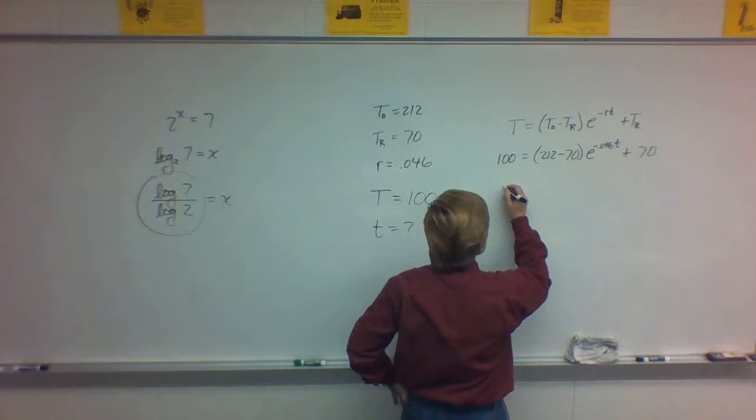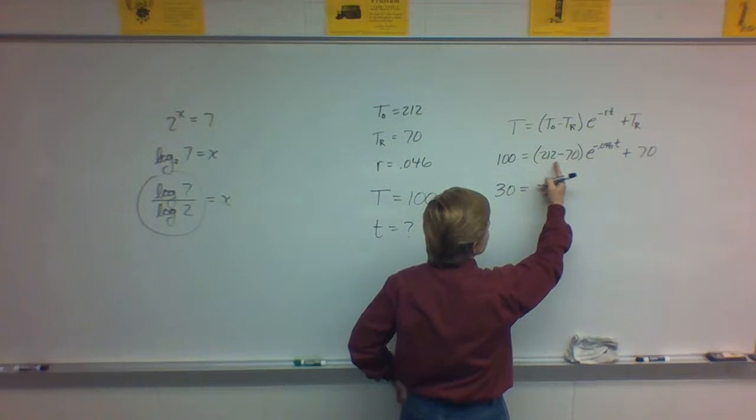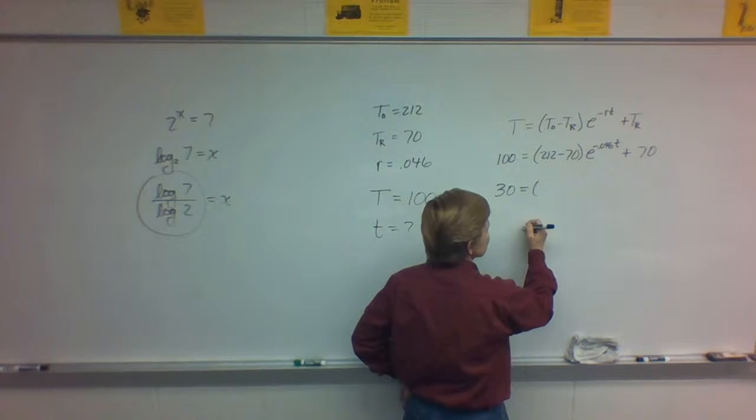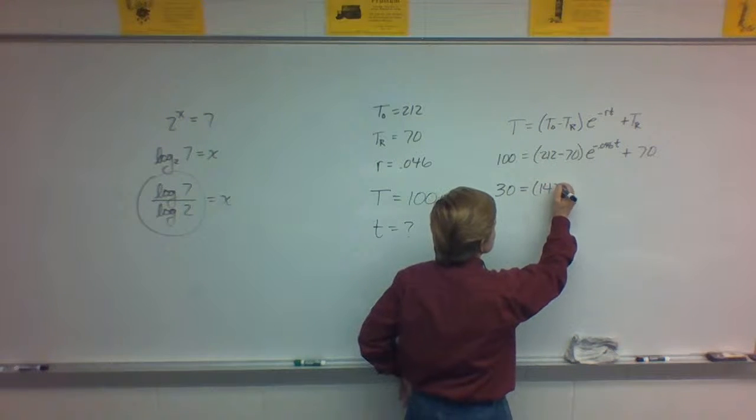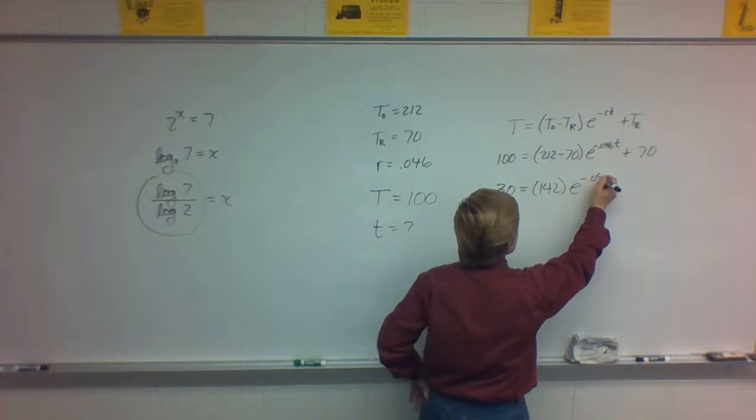So the first thing I'm going to do is get rid of the 70. I'm also going to do this difference, so I have just a single number there. What is it? 142. 142 e to the negative 0.046t.